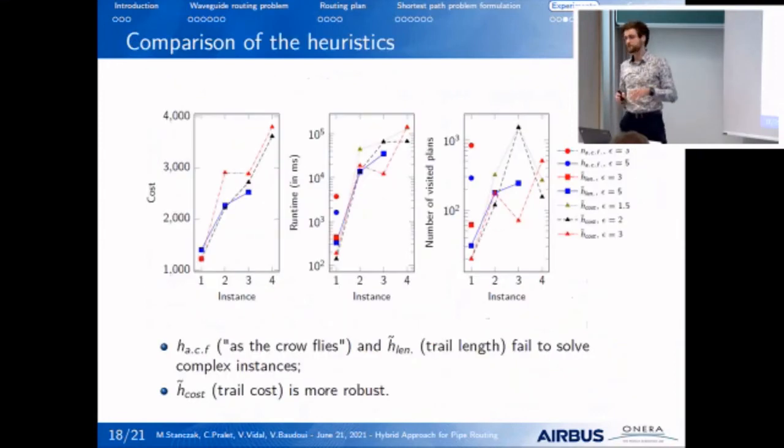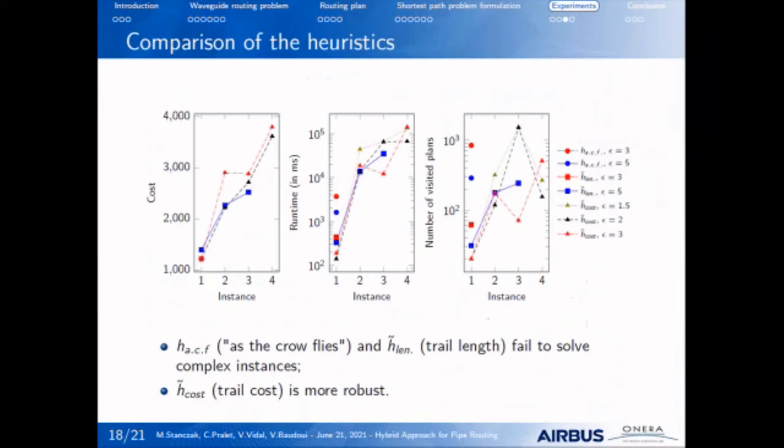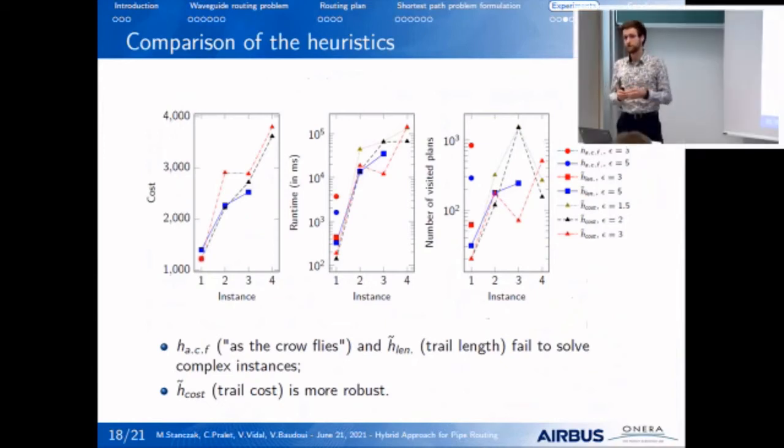The experimentation has shown that, as expected, the as-the-crow-flies distance allows us to solve only instances with very few cells. In the opposite, the trail length heuristic succeeds in solving larger instances with good solutions, but only with a large value of epsilon. And the most complex instances stay unsolved. However, the trail cost heuristic, which estimates the distance plus the band cost, allows us to solve all the instances and is really more robust.